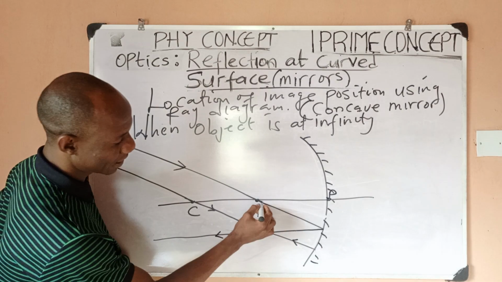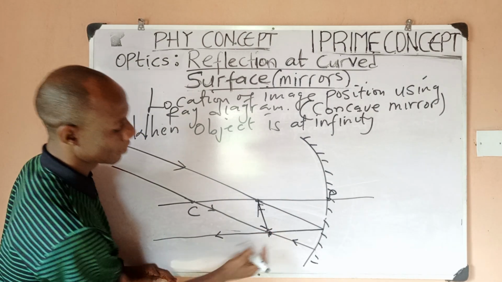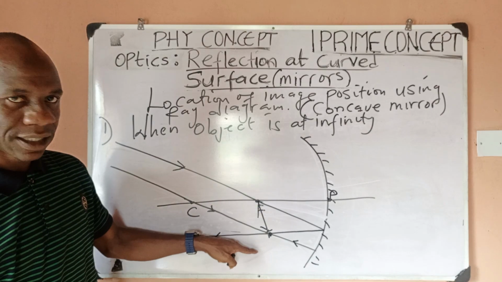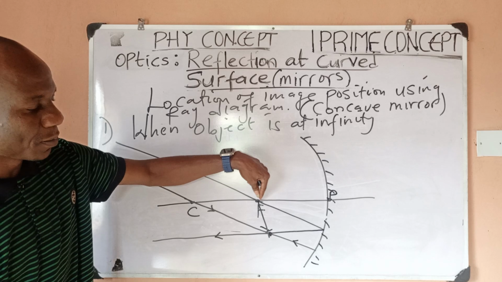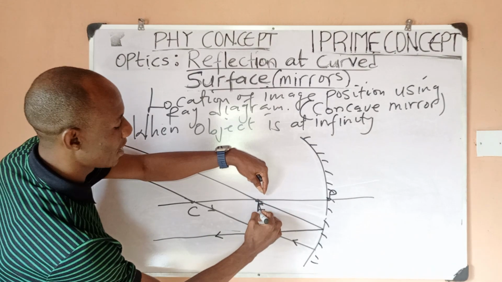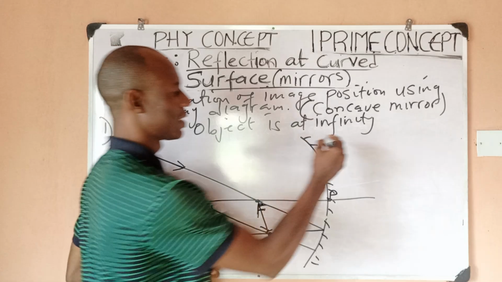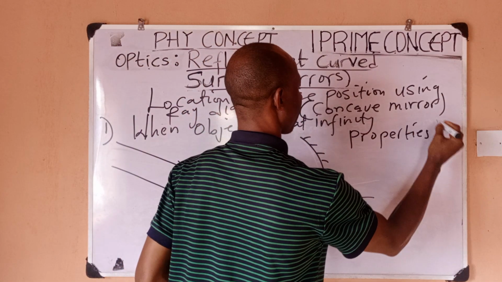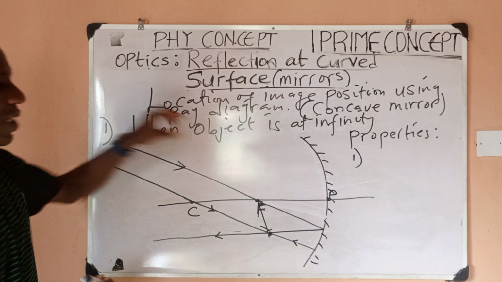So if you check it, since it is down below, it means that our image is actually formed facing downwards, right? So where is our image formed? Our image is formed at point what now? At point F, the focal point. So now we want to list the properties of this image. Properties of this image when your object is at infinity.